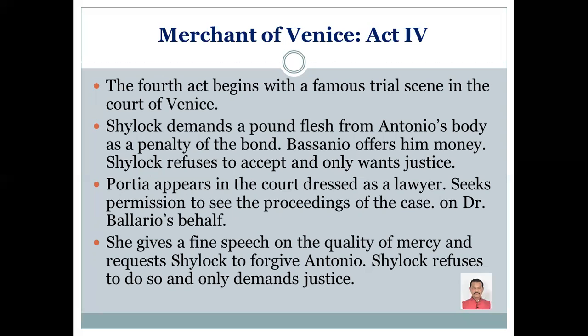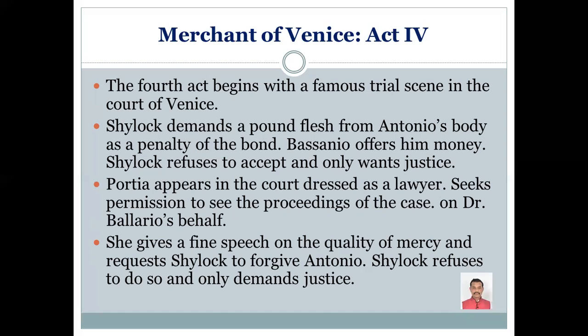Shylock, who is there with a weighing machine and knife and everything, is quite confident that he is going to get justice and he will be able to cut one pound of flesh from the body of Antonio. He is very happy. Shylock demands a pound of flesh from Antonio's body as justice and the penalty of the bond. Bassanio, who comes there, has brought a lot of money from Portia. Bassanio offers him the amount. He says that if you are not satisfied with the 3,000 ducats, then he is going to double that amount. He is going to make it thrice that amount.